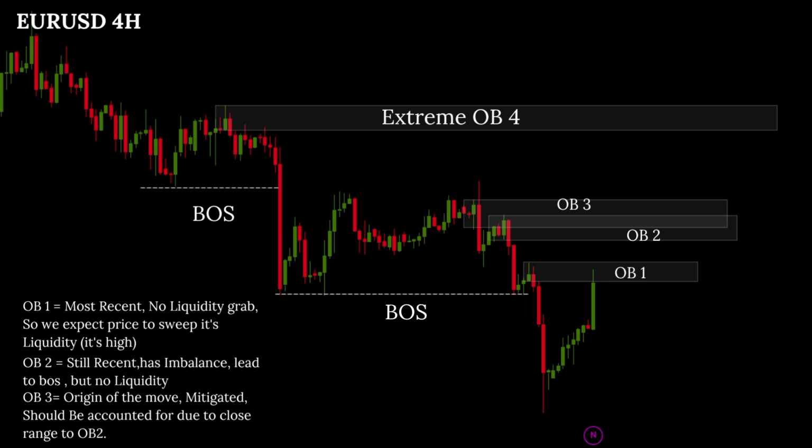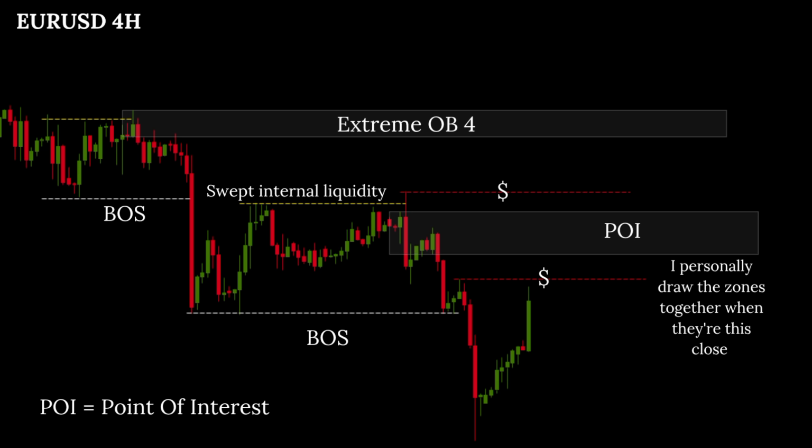Order block 3. Though it's been partially mitigated, it's the origin of the move that led to BOS. It has swept internal liquidity, it had imbalance, market is in a clear trend, and that makes it valid. In cases where I have two valid zones in a close range, I mark them together as my POI, point of interest, as market could sometimes mitigate order block 2 and start going bearish, and sometimes it will mitigate both. Order block 4, being an extreme order block, is only relevant if price bypasses all other valid zones.